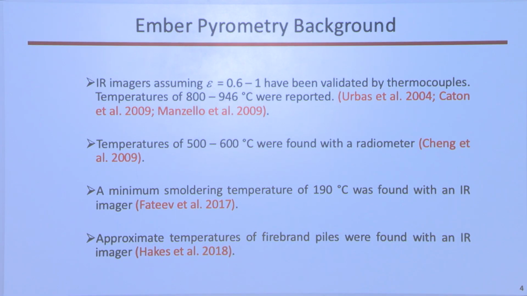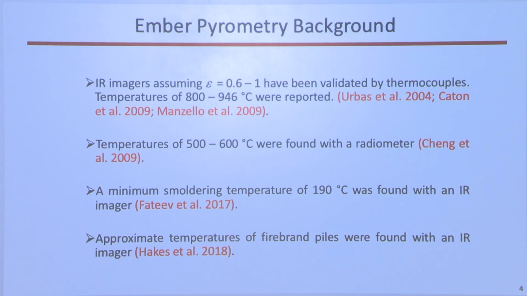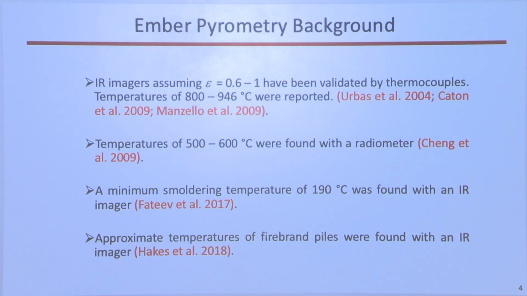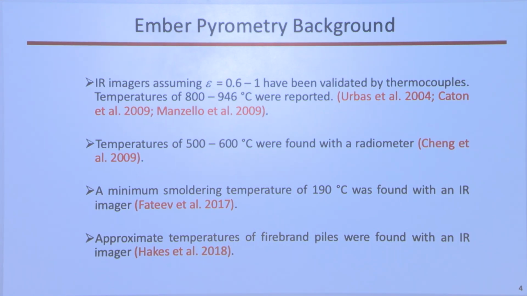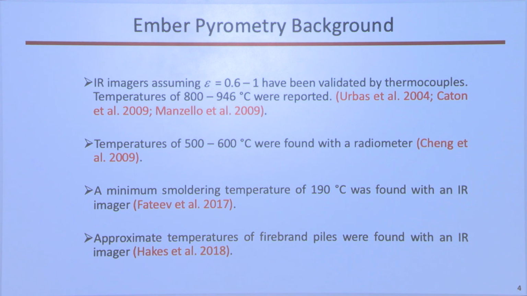People have reported temperatures in the 800, 900 degrees C range. That's kind of what we're seeing as our mean temperatures, but also at much lower temperatures, 500 to 600 degrees C. It's always hard to compare because with wood burning, you have to have a lot of data to get a good statistical sample. Some people have found that wood ignites at about 190 degrees C, and sometimes people have used infrared imagers to estimate the temperatures.